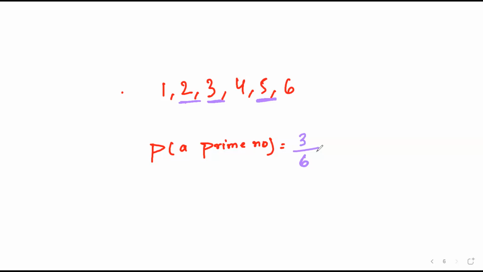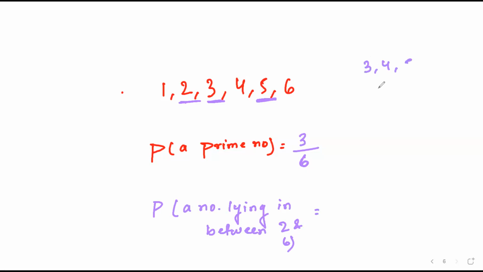Now a number lying in between 2 and 6. So in between 2 and 6 are 3, 4, 5. These three numbers are in between 2 and 6. So three numbers are there out of 6. Is it okay? And an odd number, you will be able to do the third one, probability of getting an odd number. I'm just moving to the next one, which I believe we need to discuss.